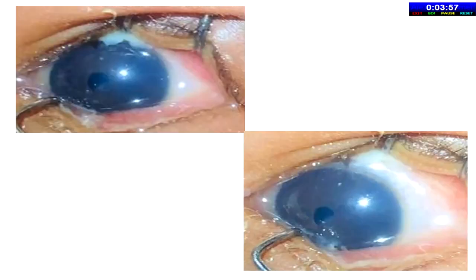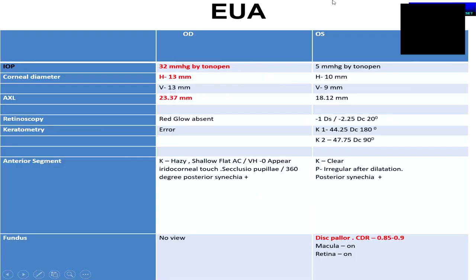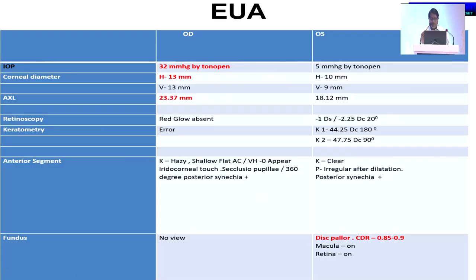These are the OPD pictures of the patient. Right eye, and that is the left eye. B scans were within normal limits. There were no significant findings noted. Then we planned EUA for the patient. On EUA, IOP in the right eye was 2 mm Hg by Tonopen and in the left eye 5 mm Hg by Tonopen, maybe due to post anesthesia.